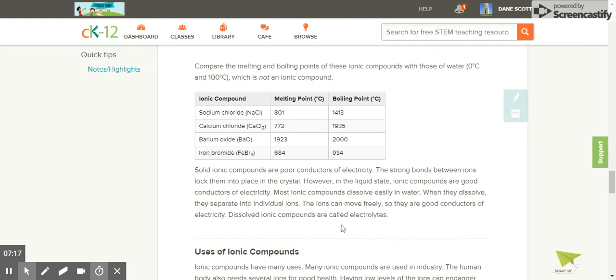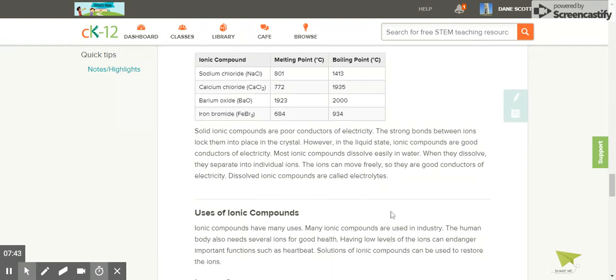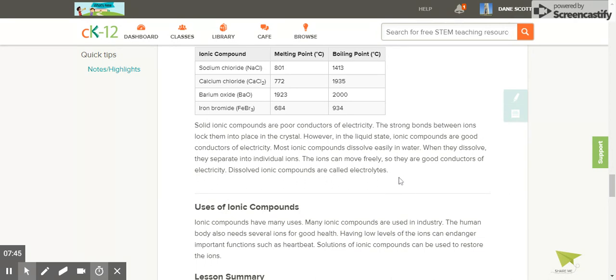Solid ionic compounds are poor conductors of electricity. The strong bonds between ions lock them into place in the crystal. However, in the liquid state, ionic compounds are good conductors of electricity. Most ionic compounds dissolve easily in water. When they dissolve, they separate into individual ions. The ions can move freely, so they are good conductors of electricity. Dissolved ionic compounds are called electrolytes. You've seen this if you've ever dissolved salt in water.